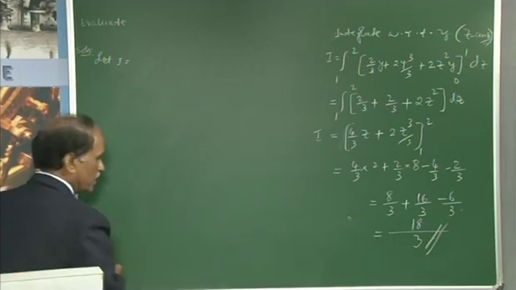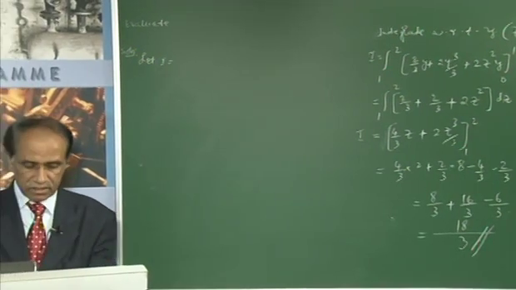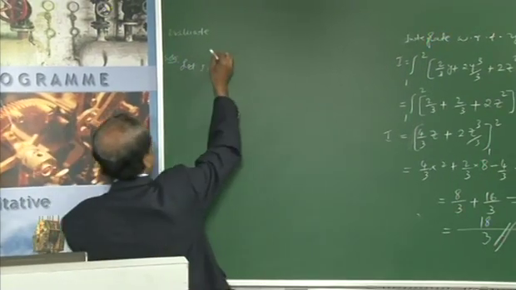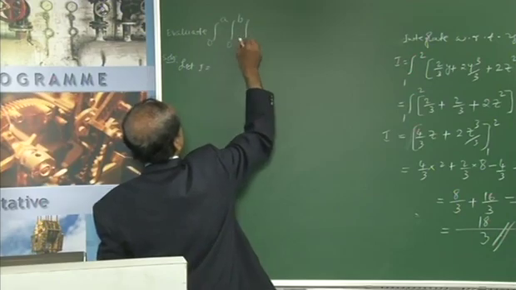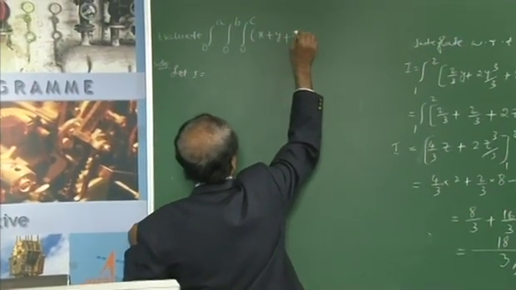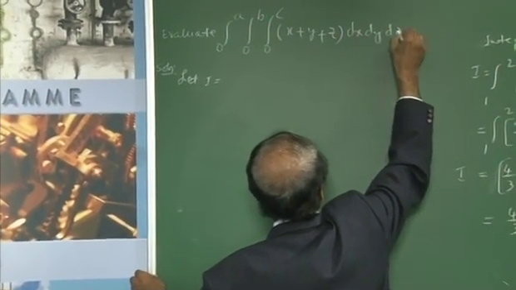One example we will cover on the arbitrary constants a, b, c. Then 0 to a, 0 to b, 0 to c, x plus y plus z, dx, dy, dz.